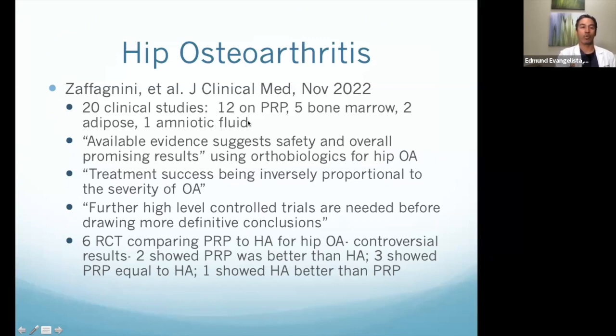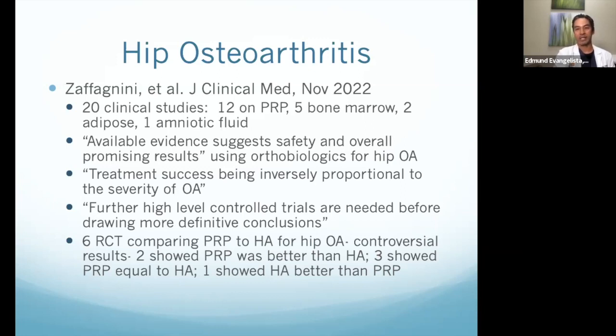And their conclusion was that the available evidence suggests safety and overall promising results using orthobiologics for hip OA. They also concluded, based on reviewing all these studies, that treatment success was inversely proportional to the severity of the OA. And we see that. The patients with more mild to moderate OA did better compared to the patients with severe OA, who don't typically respond to these treatments. And they also concluded that further high-level controlled trials are needed before drawing more definitive conclusions. Basically, we need more data.